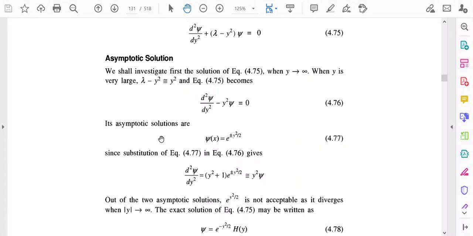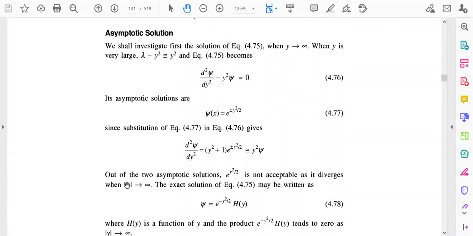solutions are asymptotic. Now out of the two asymptotic solutions, two solutions are obtained, one for positive value and another for negative value. C plus minus has been given here, but e to the power y²/2 is not acceptable. Why? Because if y is infinity, then what will happen? That ψ will diverge, because this is the expression for ψ. If we put y equal to infinity here, then the value of ψ will be infinity. That is not acceptable, because ψ is bounded.